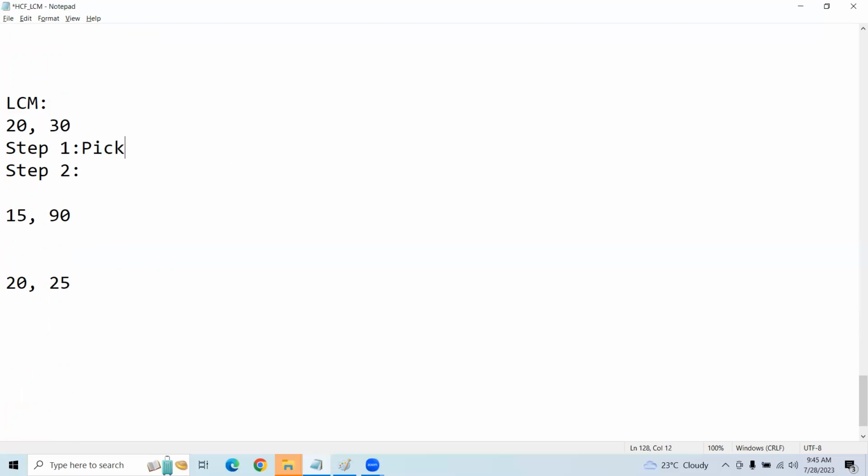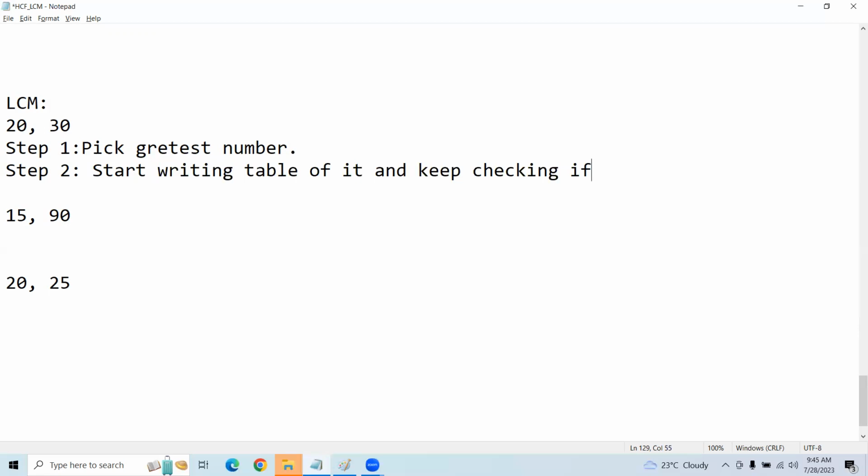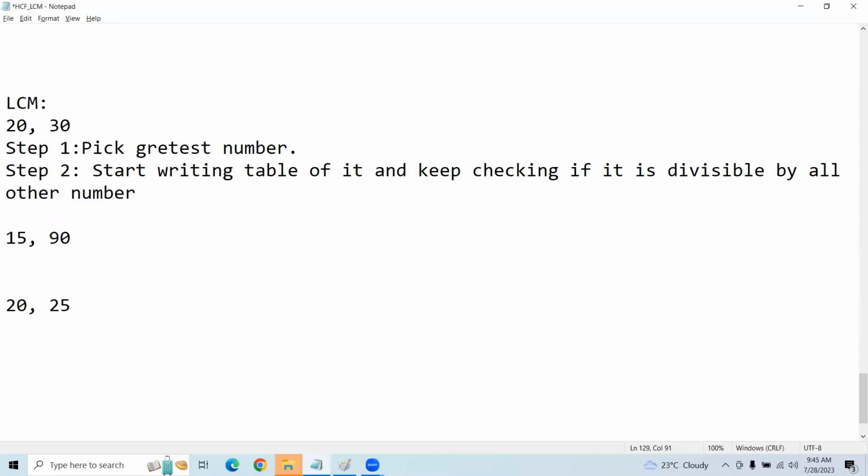So pick the greatest number. If they give you 2 numbers, 3 numbers, or 4 numbers, you have to pick the greatest number. Start writing the table of it and keep checking if it is divisible by all other numbers. So if I consider the example of 20 and 30, what is the biggest number? 30. So I start writing the table of 30.